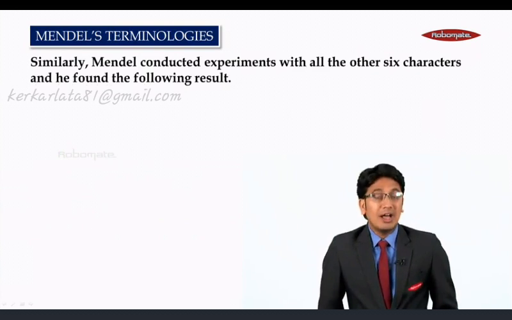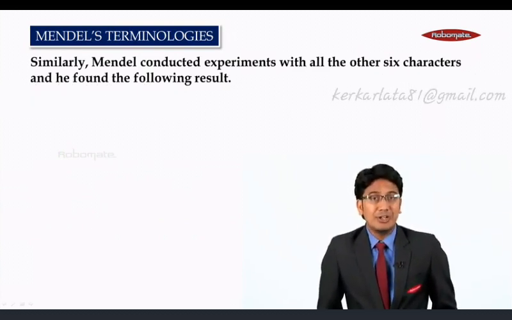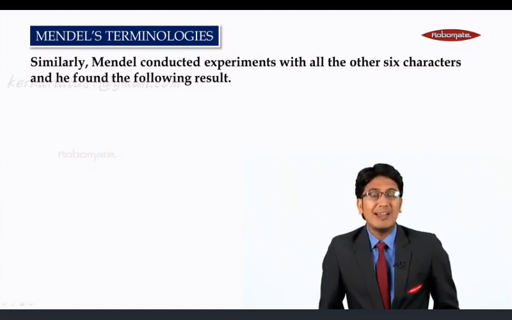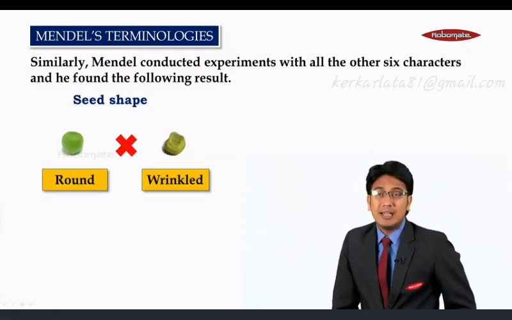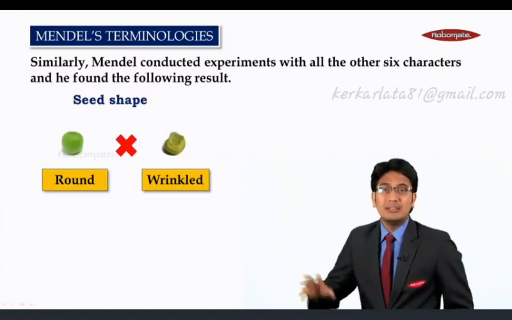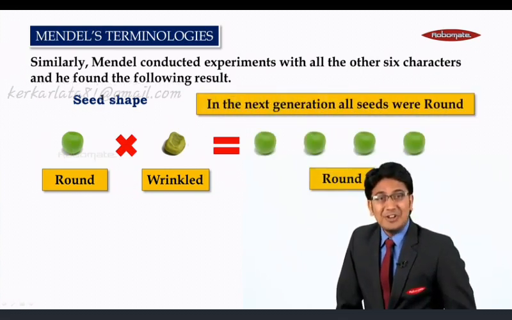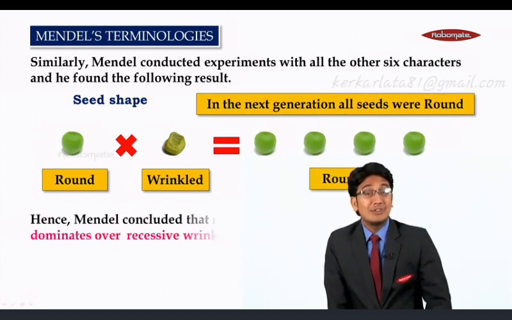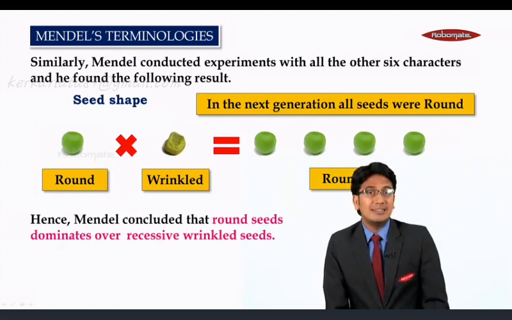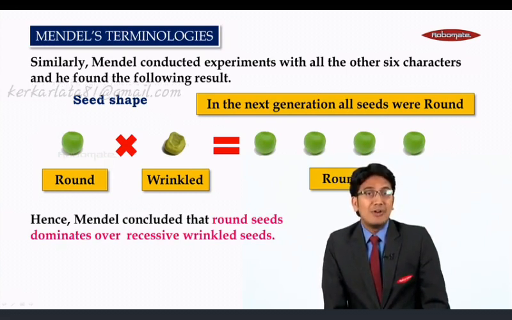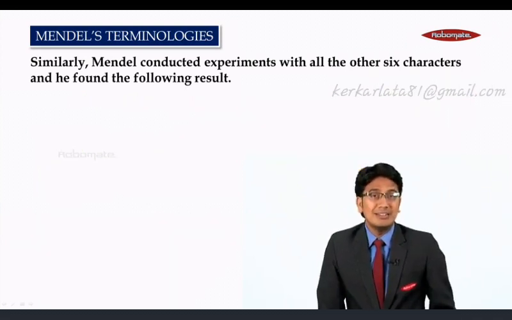He took all the other characters one by one and he crossed them, and he found which one is dominant and which one is recessive. Let's see. He took seed shape and he crossed a round and a wrinkled seed. What he got was all round. In the next generation, all seeds were round. So now he concluded that round seeds dominate over recessive wrinkled seeds. He noted down, round seeds are always dominating over the wrinkled seeds.